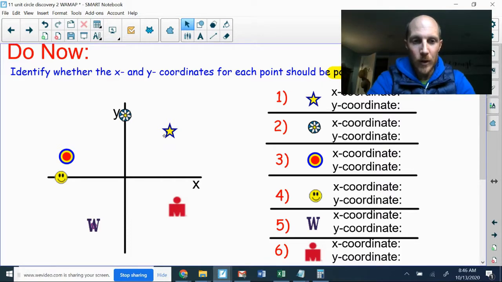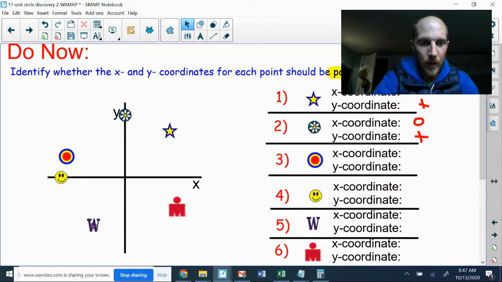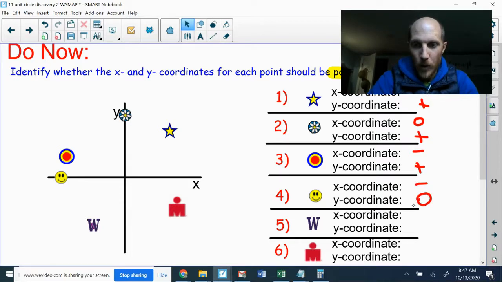So for the star, I go right on the x, that's going to be positive, and up on the y, so that is going to be positive also. For the flower, it's right on the y-axis, so my x value is going to be 0 because I did not go left or right. And then to go up, the y is going to be positive. For the bullseye, left on the x, that's negative, and up on the y is going to be positive. For the smiley face, sitting right on the x-axis, I had to go left to get there, so that's going to be a negative x. The y-coordinate is going to be 0 because I didn't go up or down.